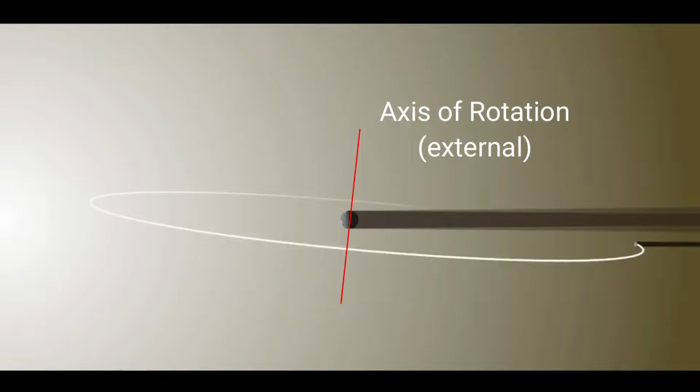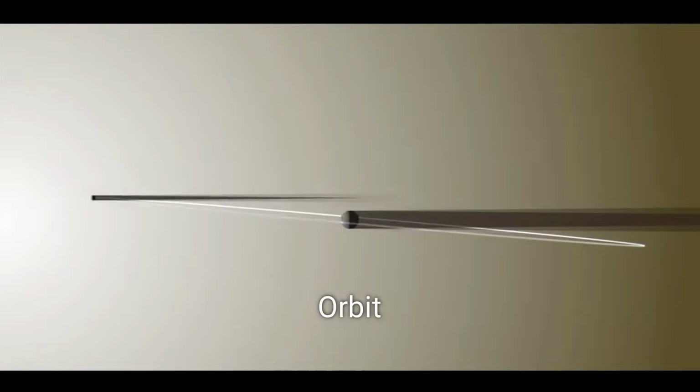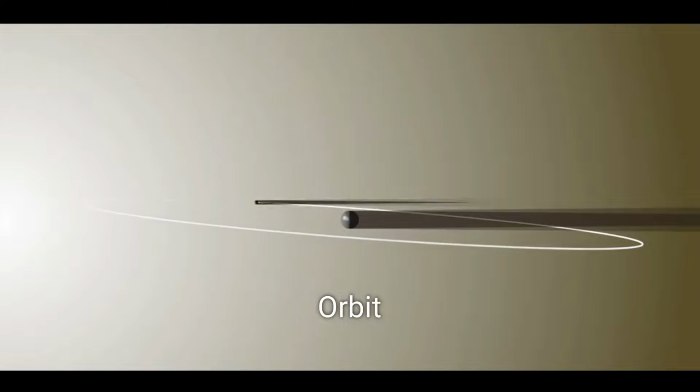It can also move around an external axis, or orbit, like the moon orbiting the earth, which causes the moon phase to change.